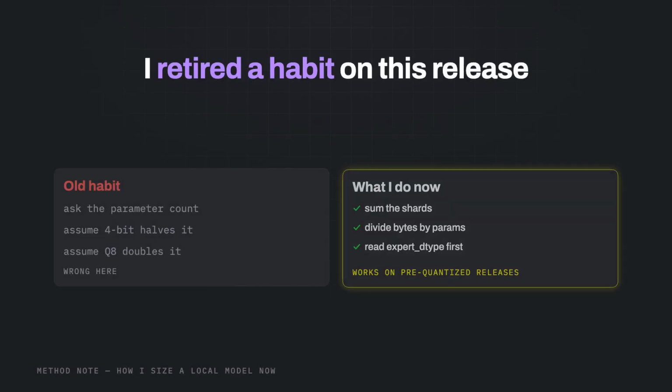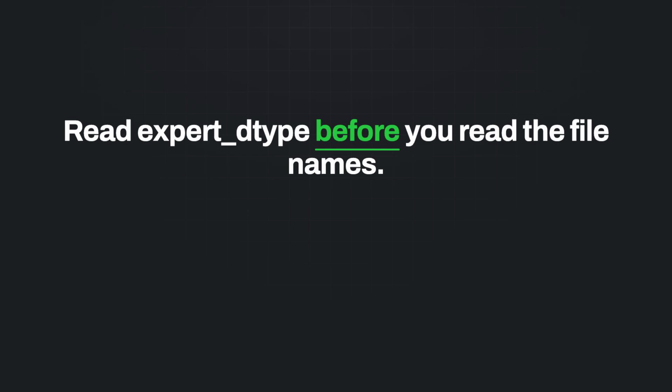A method note, because this release changed how I do this. I used to start from the parameter count and assume a 4-bit build halves it. On a model that already ships at 4 bits, that assumption puts you off by 80 gigabytes. So now I open the config first and read the expert data type before I look at a single file name. It takes 10 seconds, and it's the difference between a plan and a guess.